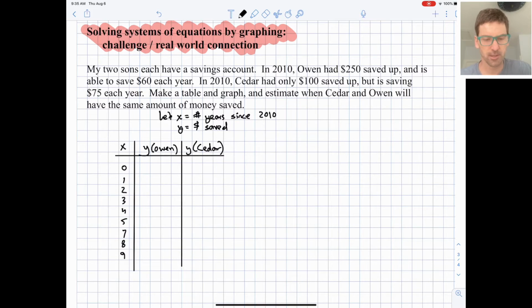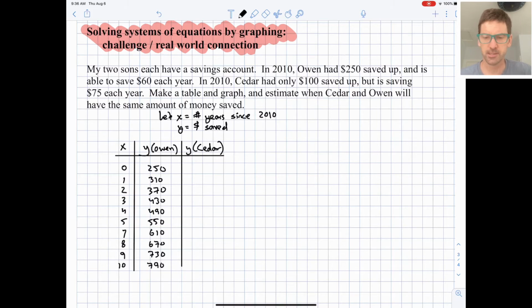Okay, so Owen started out with 250 and he's gaining 60 each year. So let's just count up by 60s. That'll be 310, 370, 430, 490, 550. And I don't honestly know how far I need to go, right? But we'll see how long it takes. Let's just go up 10 years, 790.